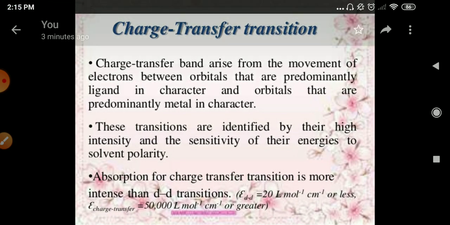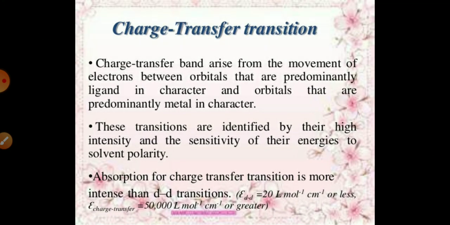So students, today's topic is charge transfer spectrum. The charge transfer band arises from the movement of electrons between orbitals that are predominantly ligand in character and orbitals that are predominantly metal in character. So basically the charge transfer spectra is an interaction between metal and ligand.